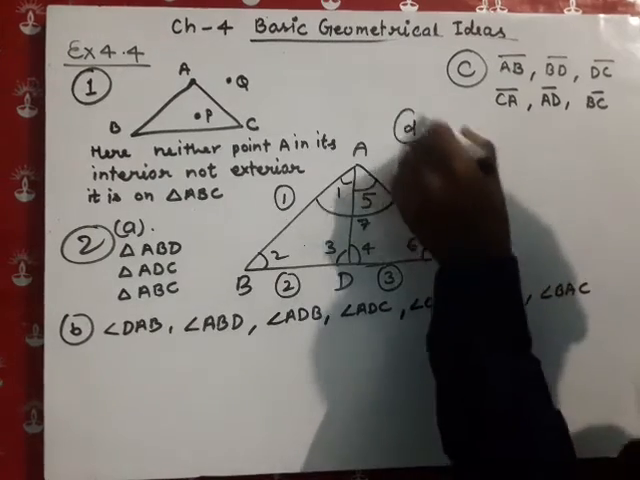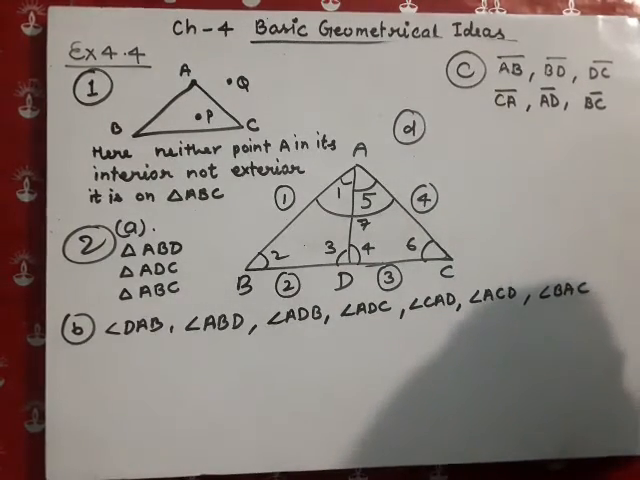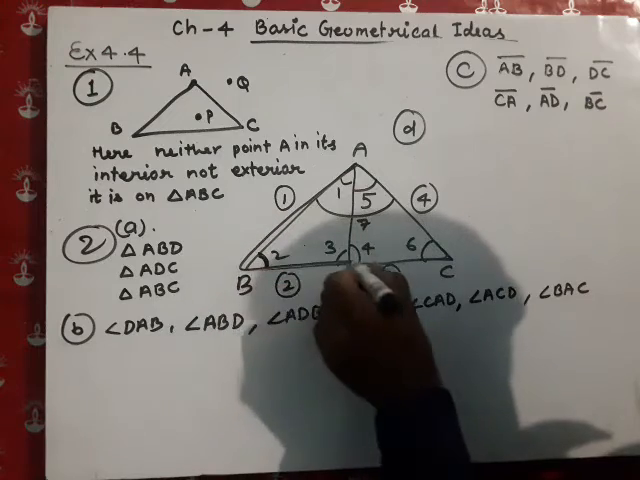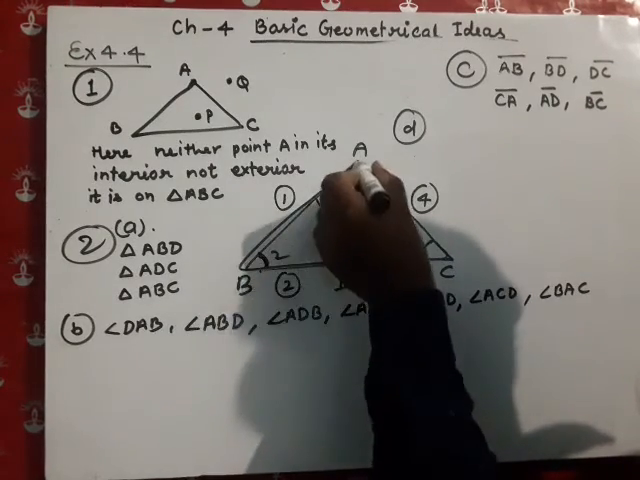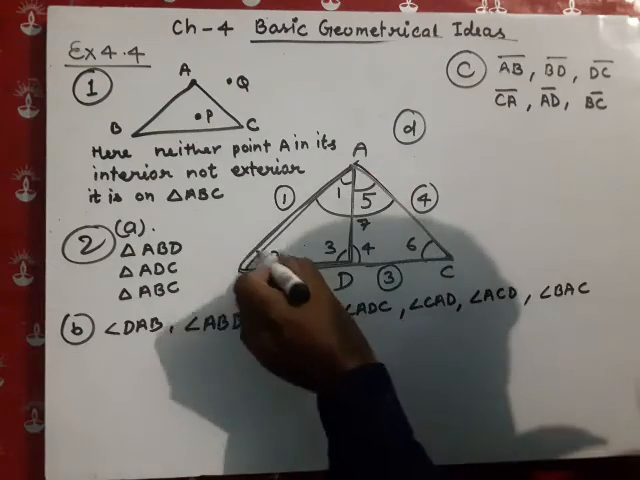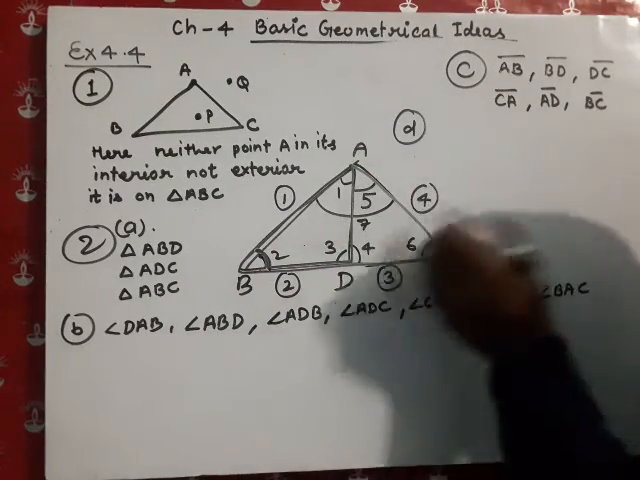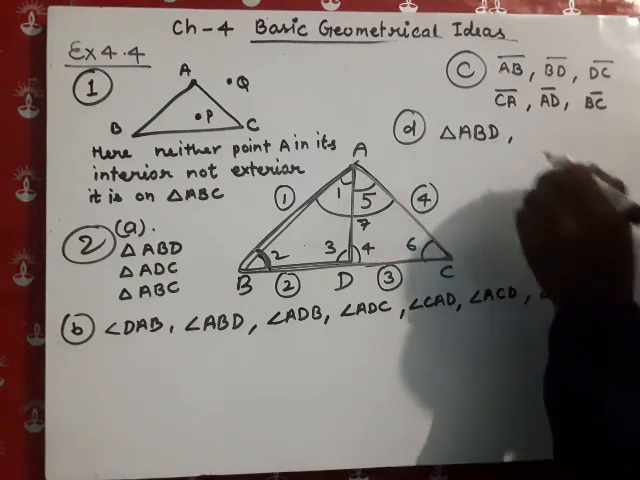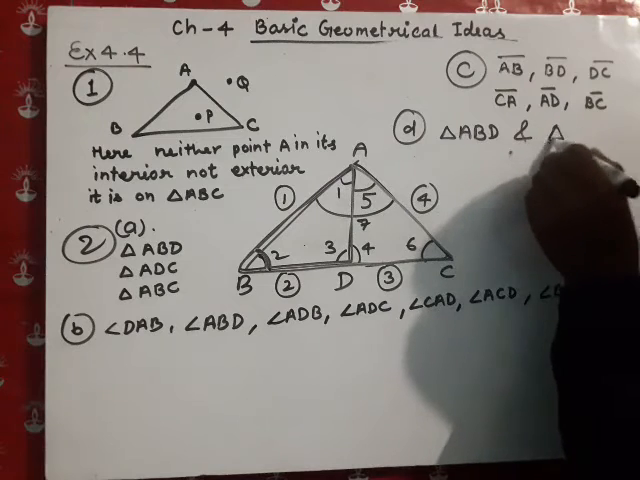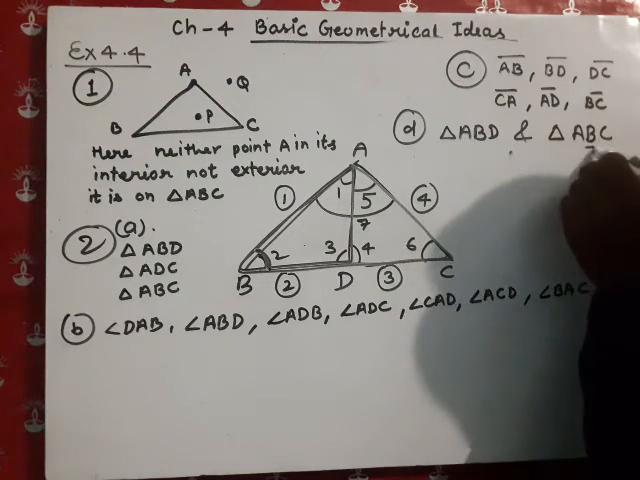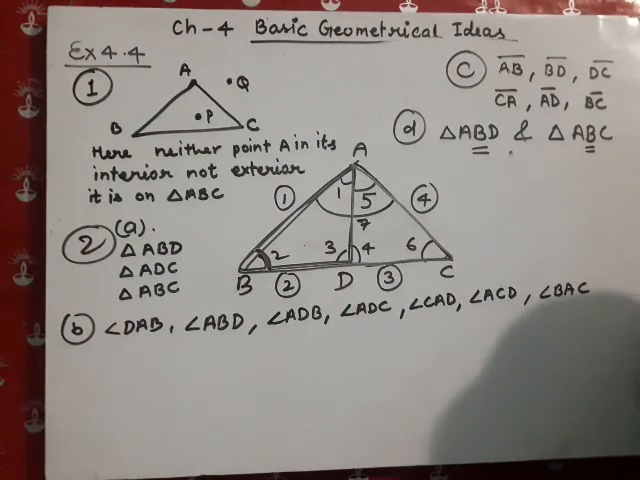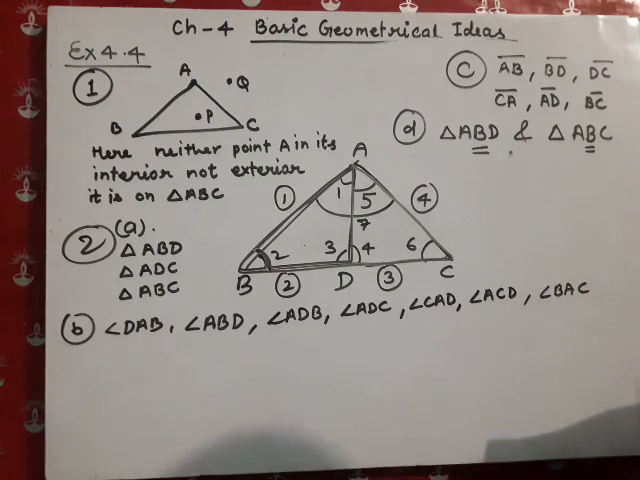Now going to the D part. The question asks which 2 triangles have angle B in common. Angle B is given here, so this triangle has angle B and this bigger one also has angle B. We have to write the names of these 2 triangles: triangle ABD and triangle ABC. They both have this angle in common. So in this manner exercise 4.4 has been completed.